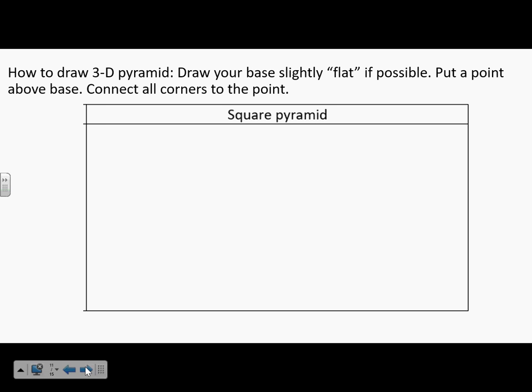Now, pyramid, a square pyramid. So draw your base slightly flat. Now, I put that in parentheses because it's a square pyramid, so I would not start out by just drawing a square. I would draw it where you're kind of looking at it at an angle. So what I would do is make it almost look like a parallelogram. So it's a square, you're just looking at it from a different angle.